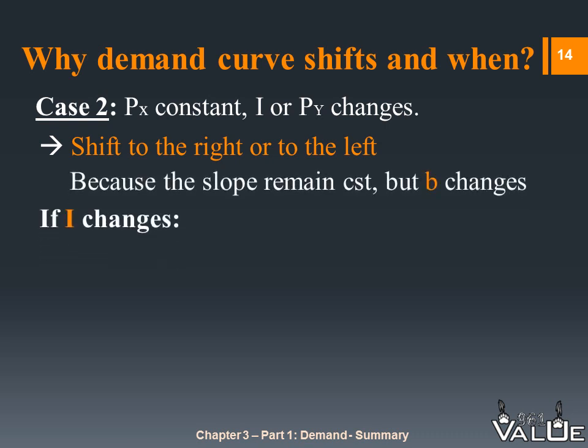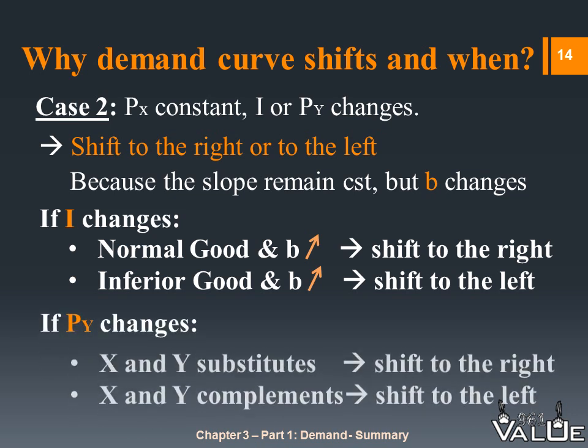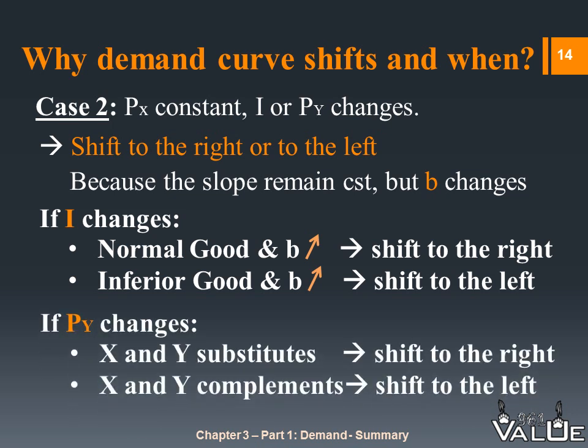If I changes, the demand curve will shift to the right if there is a normal good and B increases. The curve will shift to the left if there is an inferior good and B increases. If PY changes, the curve will shift to the right if X and Y are substitutes. It will shift to the left if X and Y are complements.